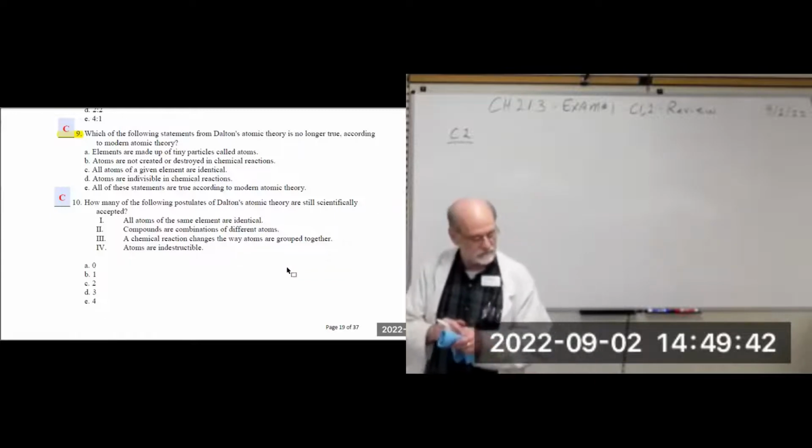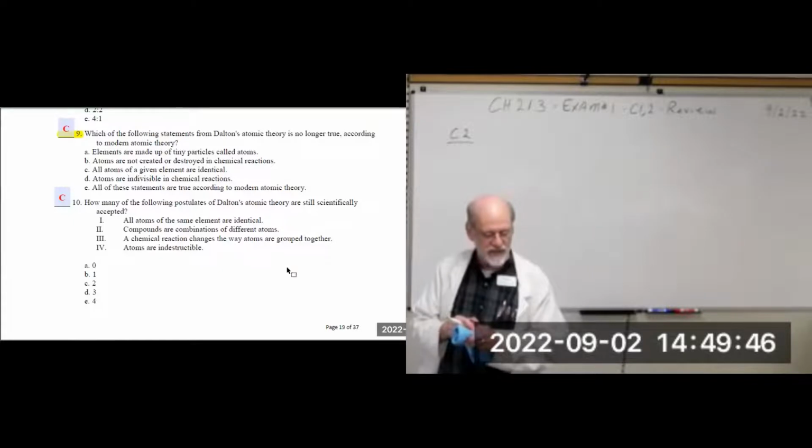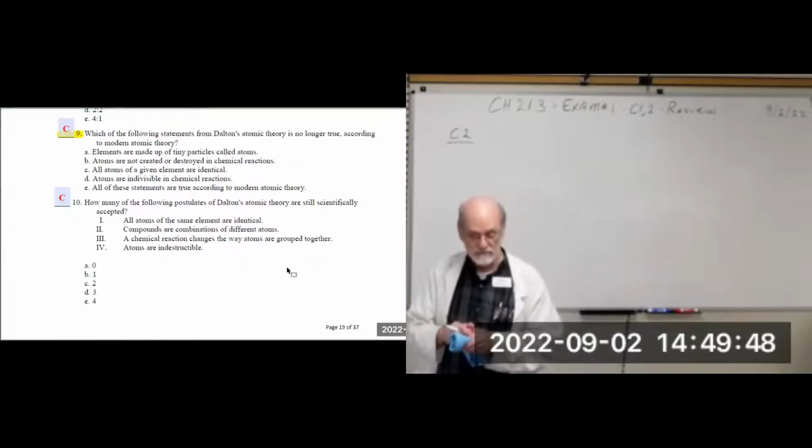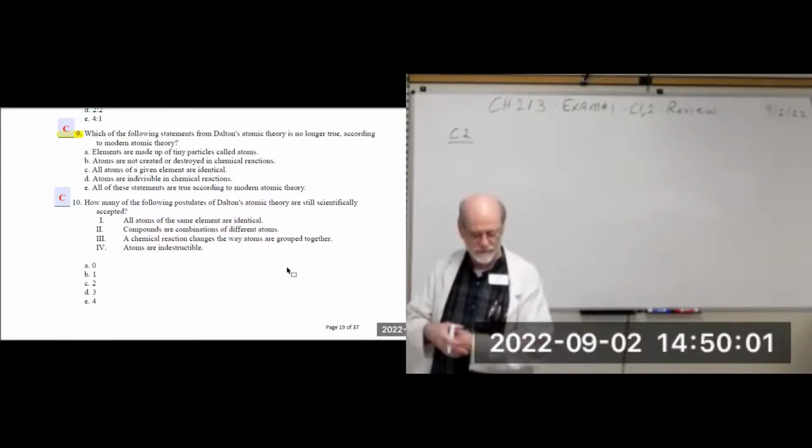Okay, is that true? Well, A says elements are made up of tiny particles called atoms. Yeah, that's still true. B says atoms are not created or destroyed in chemical reactions. Yep, that's true. Because of Lavoisier's law, conservation of mass. You can't destroy atoms in a chemical reaction. Otherwise, you wouldn't conserve your mass.